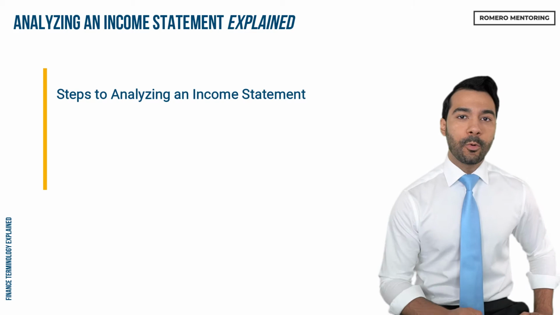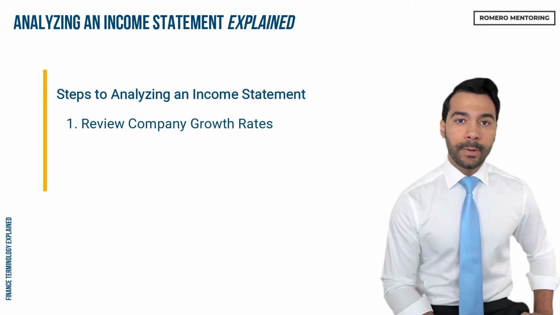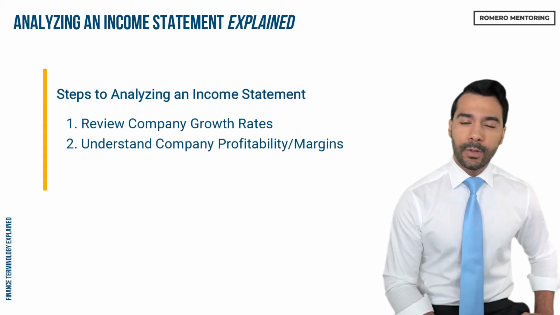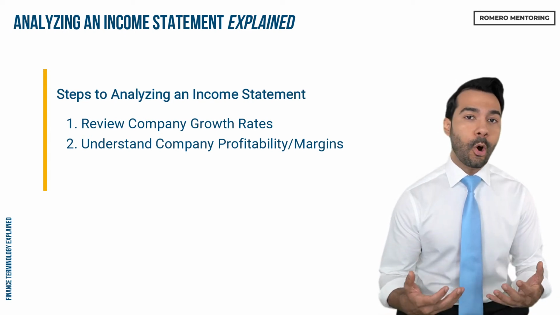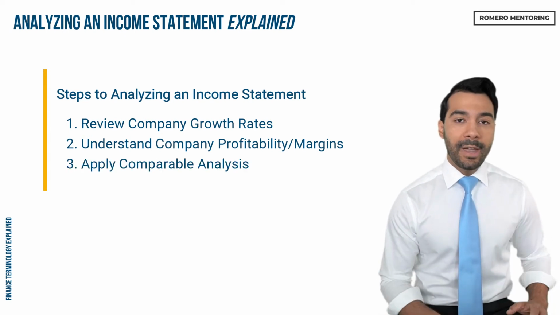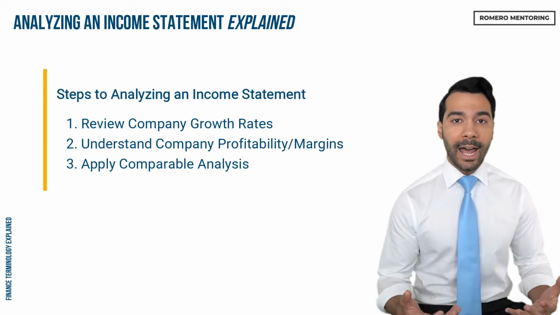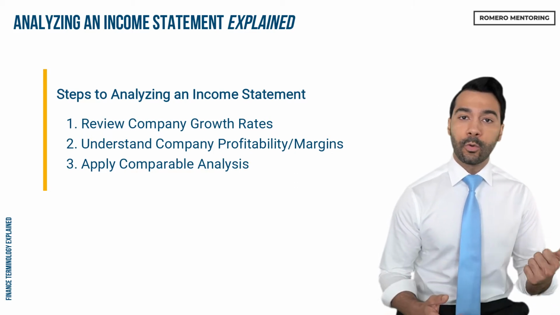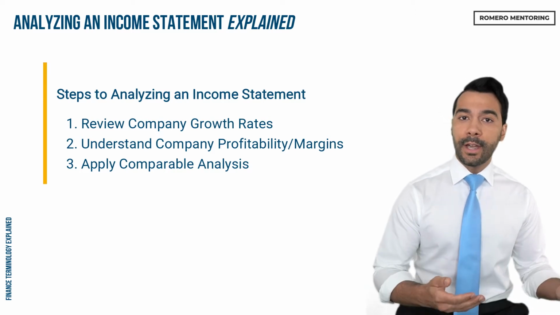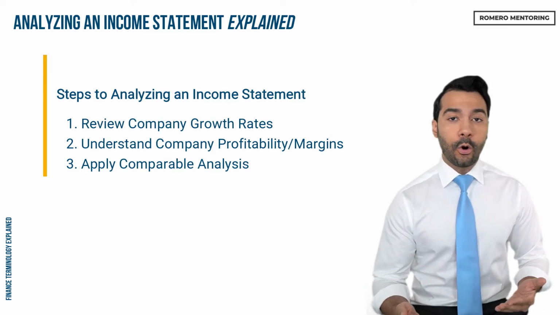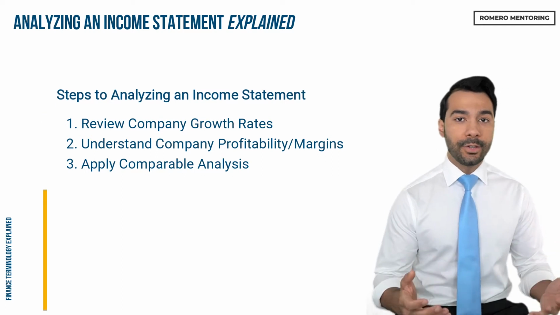So, step number 1, make sure you review your company's growth rate. Step number 2, make sure that you understand your company's profitability in the form of margins. And step number 3, make sure you apply comparable analysis, where you're comparing your company's growth rates and margins with its peers and competitors to determine whether they are underperforming or performing above their industry peer group.